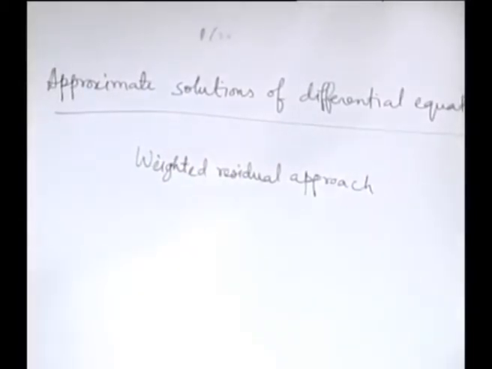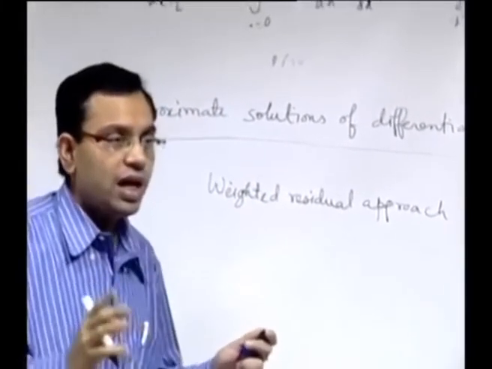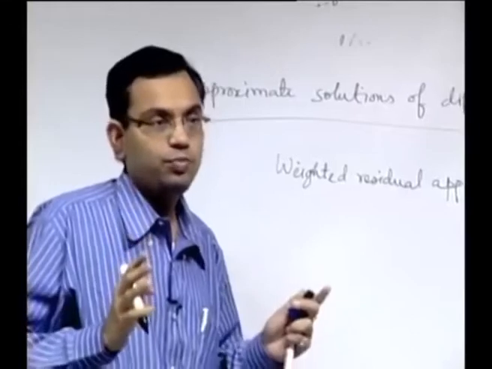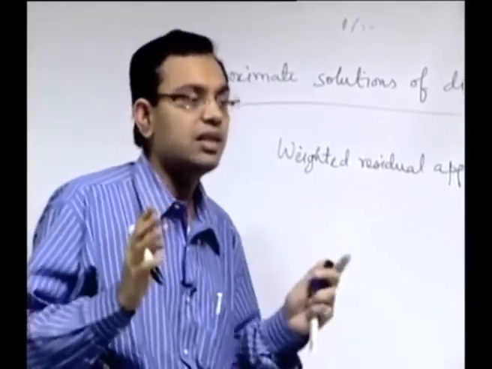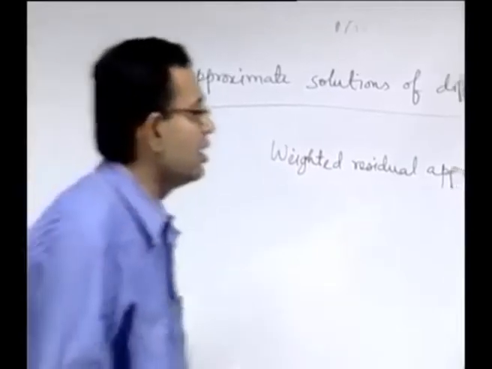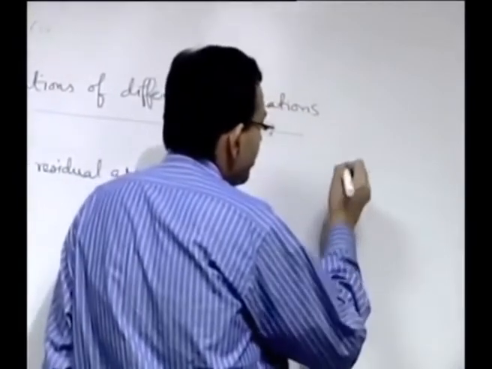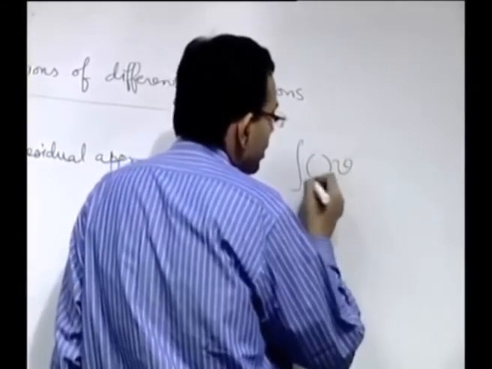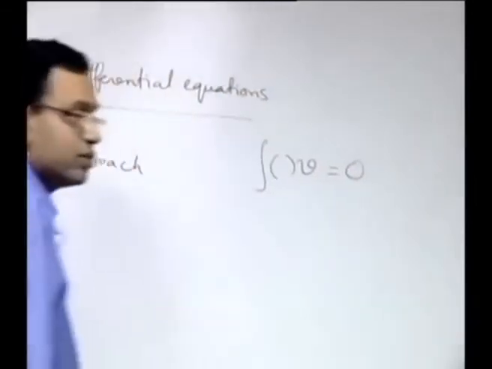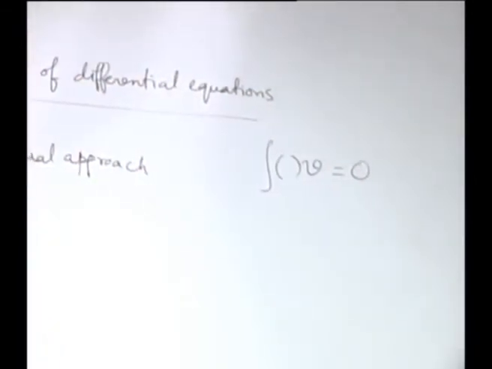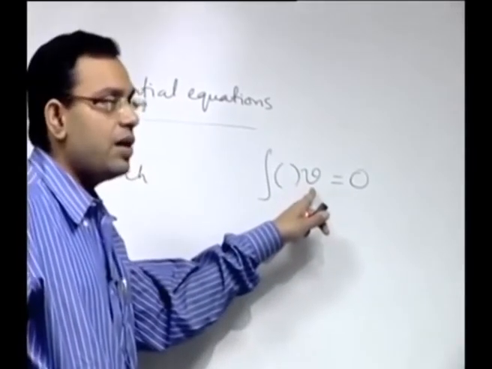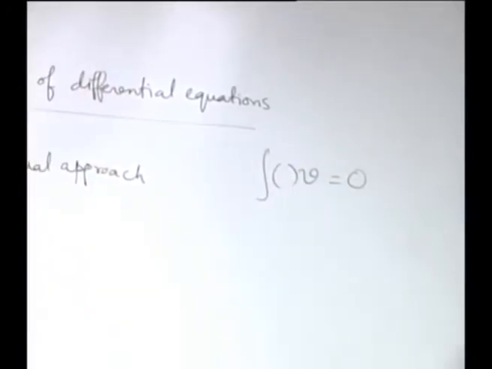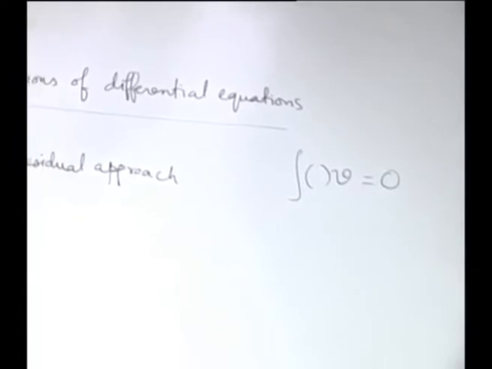What is the clue? In the variational formulation, we are multiplying the differential equation with a weighting parameter which is nothing but the variation in the variable itself. So, we are multiplying the differential equation with V and integrating over the domain and setting it to 0. Only thing is that this V is an arbitrarily small variation. Taking a clue from that, the weighted residual approach was introduced in this way.